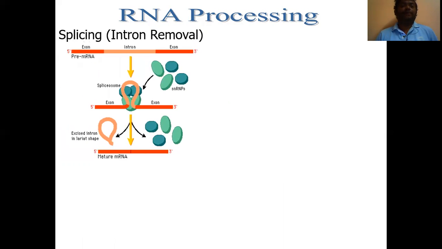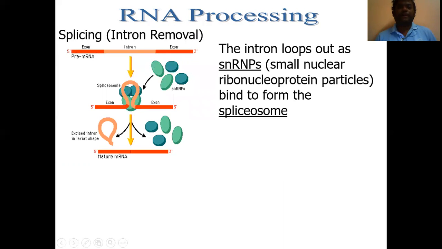Next, the splicing process. In the splicing process, the introns will be removed and both ends of exons will be joined by using small nuclear RNAs, and they will form a complex, and this complex will splice out the intron and join the exons to give rise to mature mRNA.